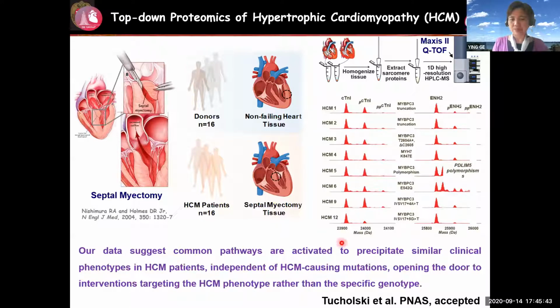find that even though there are different genetic mutations, when patients all exhibit similar phenotypes at the septal myectomy surgery stage, the proteoform changes are very, very consistent. So our data suggests common pathways are activated to precipitate the similar phenotype in HCM patients. This shows that the therapy for treating those HCM patients should not depend on the patient genotype, but rather on what we call proteoform type or the phenotypes.